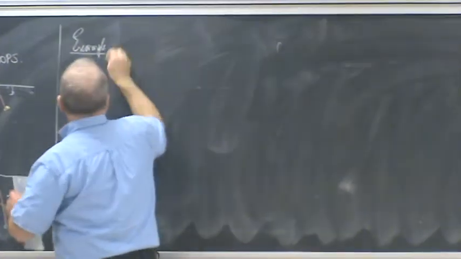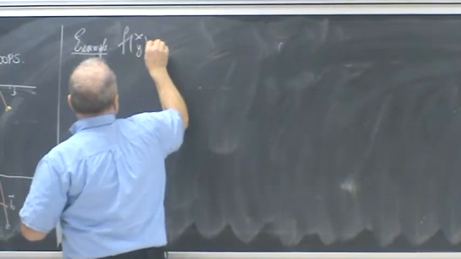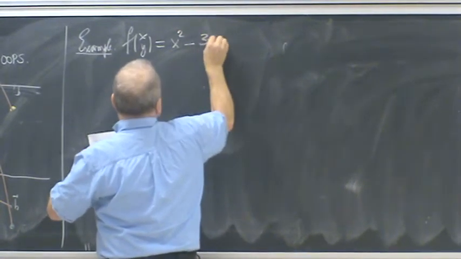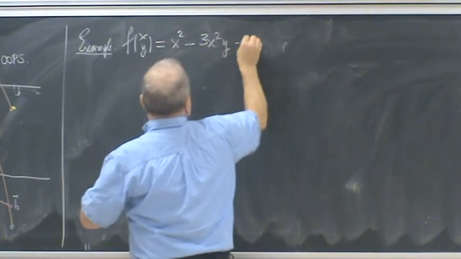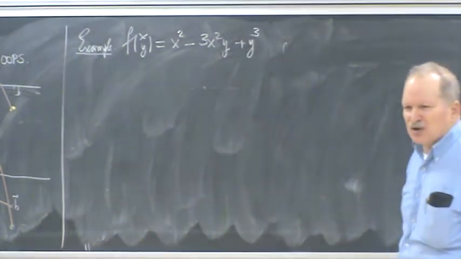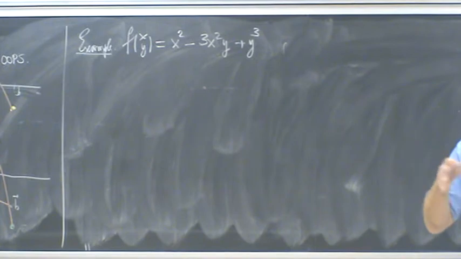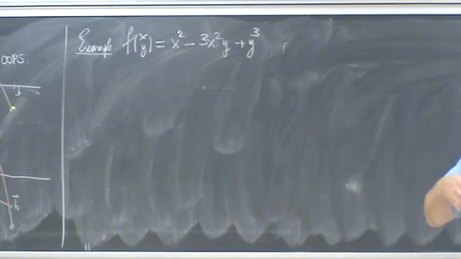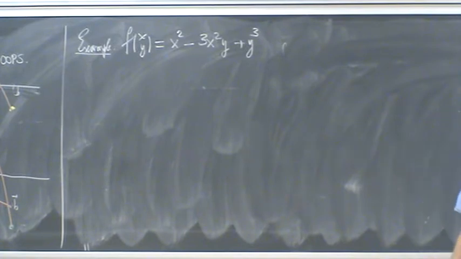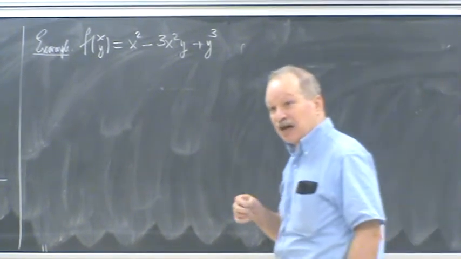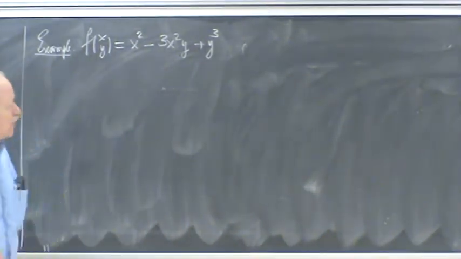So let's consider the following function. f(x, y) equals x squared minus 3x squared y plus y cubed. And by the way, I could have given you WebWork to do, but since I'm just getting to this now, I didn't. It will be on next week's assignment, where you have to find critical points of lots of functions and practice some algebra, and then tell me if they're maxes, mins, or saddle points. So we'll learn that next week.